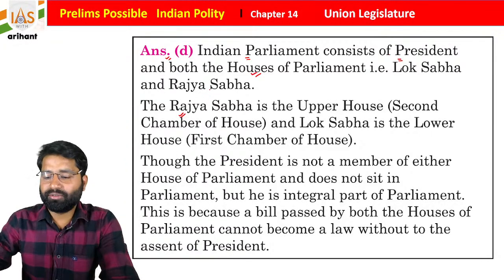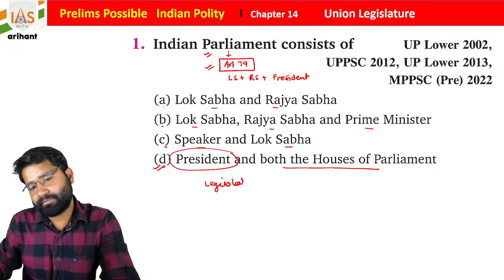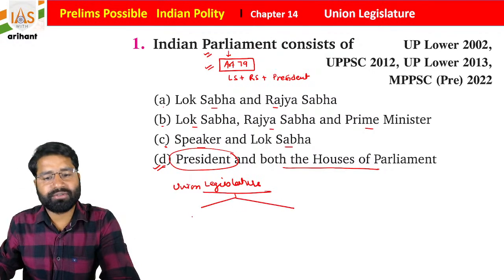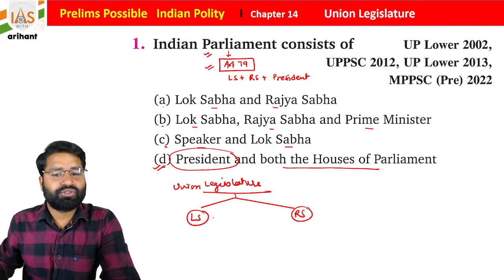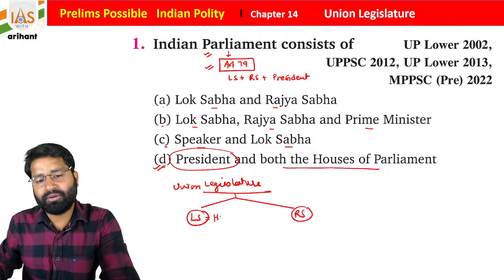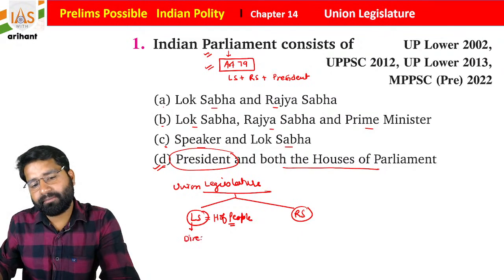And we already know, students, and we'll discuss the same. If we talk about the legislature, union legislature is divided into two parts. There are two houses. One is Lok Sabha and another is Rajya Sabha. Students, Lok Sabha is called the House of the People. Why is it called the House of the People? Because in Lok Sabha the members are elected directly. So there is a direct election.